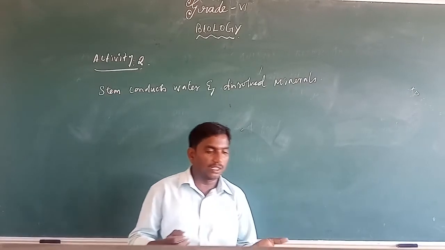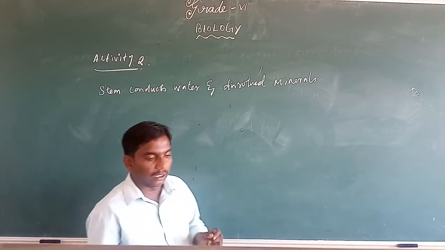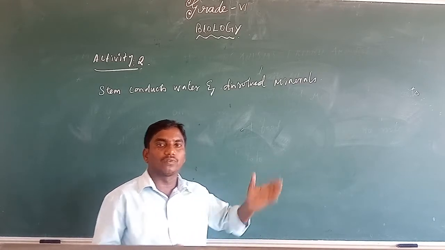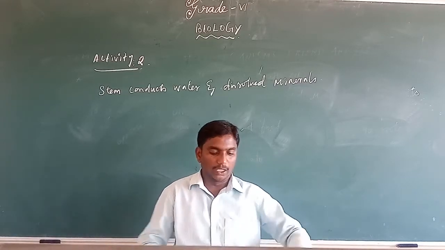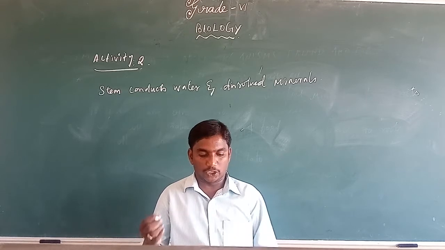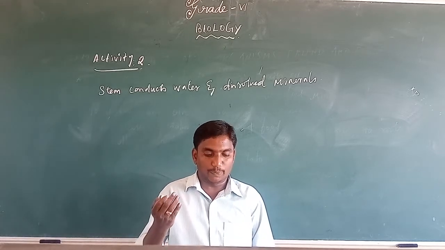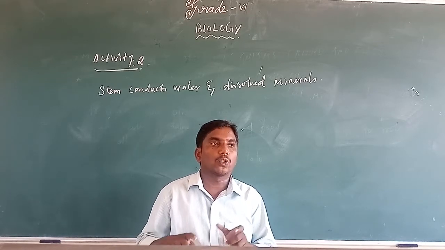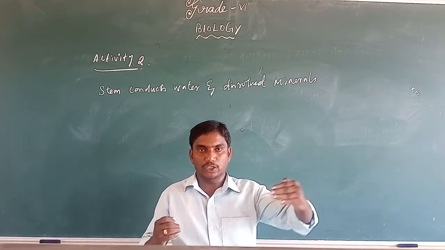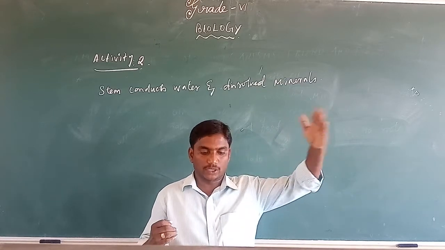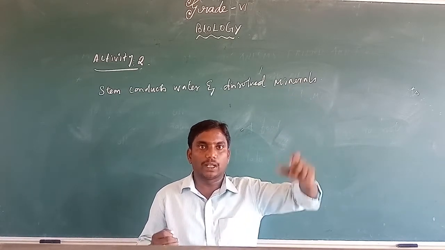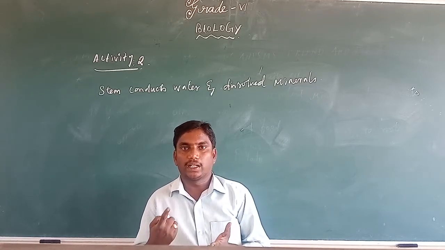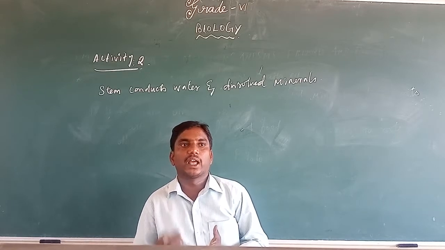So the next day we see that the red color pigment is present in the whole parts of the herbs. The water and minerals also get to the leaves and other parts of the plant attached to the stems. What do other parts mean? Leaves, buds, fruits and flowers.